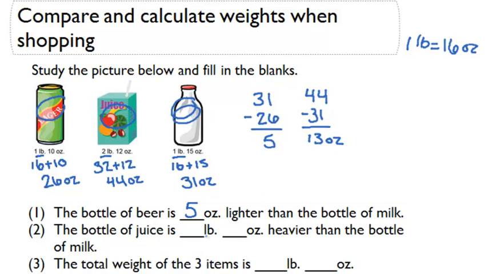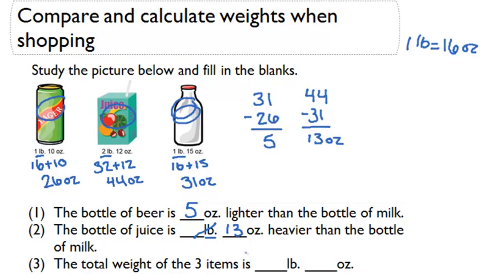Now the question is asking us to put this in pounds and ounces. But since we only have 13 ounces, we don't have enough to make a full 16 ounces, which would be a pound. So we really don't have any pounds. All we have are ounces. So we're going to fill in that there's no pounds and 13 ounces. A bottle of juice is 13 ounces heavier than the bottle of milk.